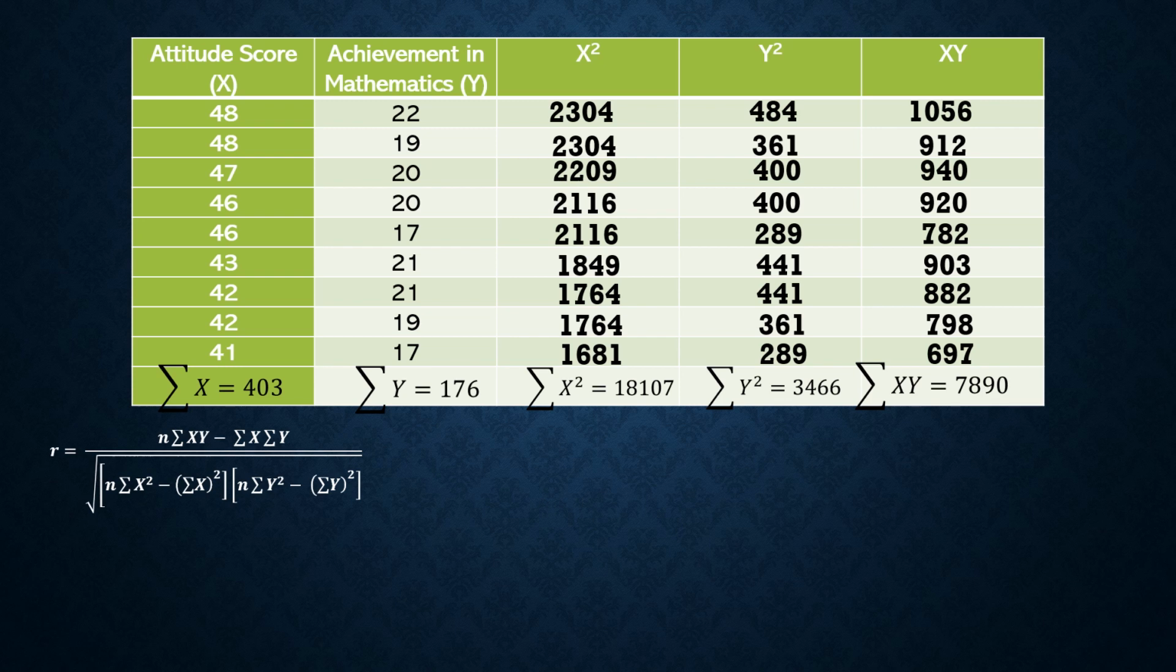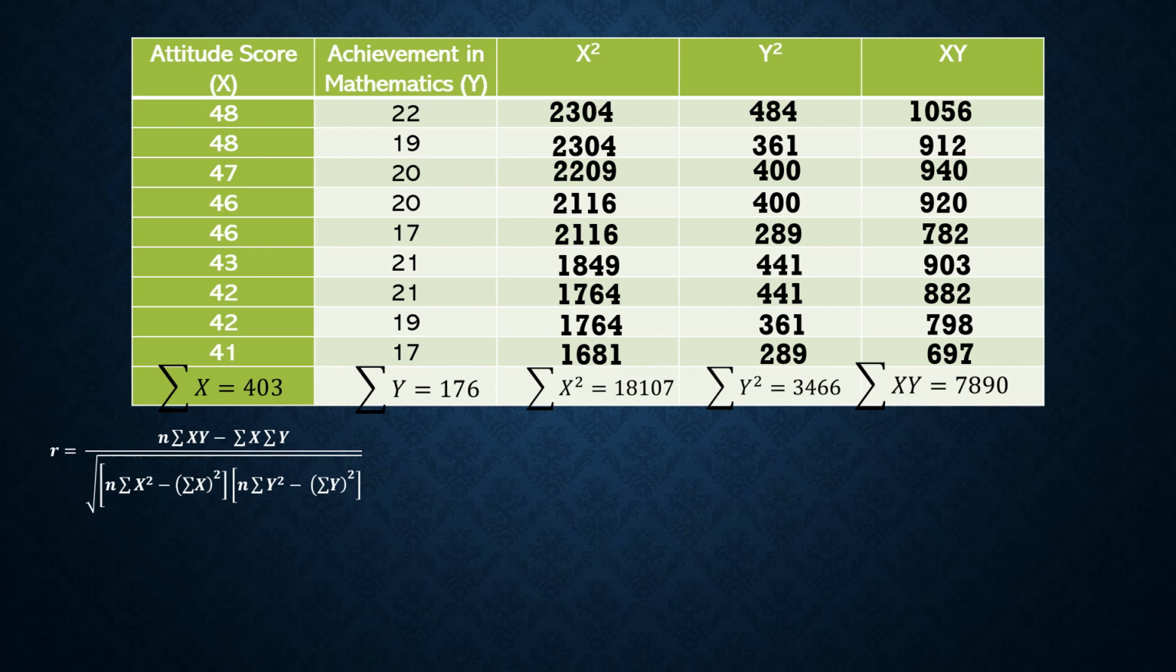Now, all those values will be used in the formula: r is equal to n summation of xy minus the quantity summation of x times summation of y, all over the square root of n summation of x squared minus the quantity of summation of x squared, multiplied by n summation of y squared minus the quantity of summation of y quantity squared.